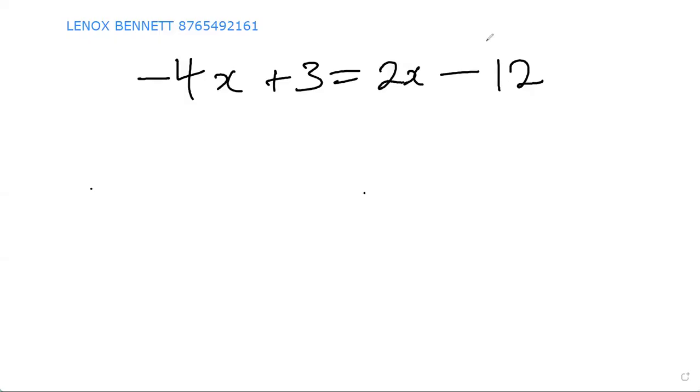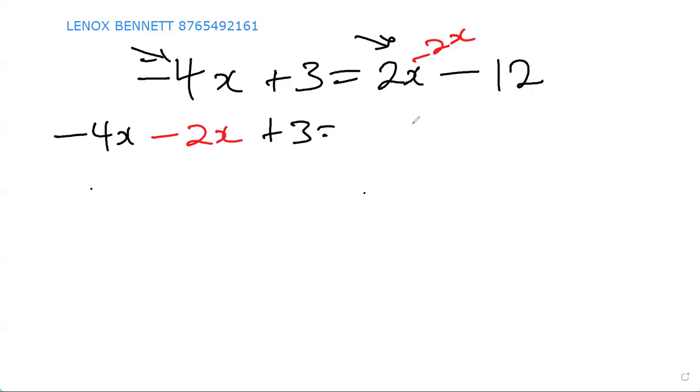Right, so we need to group the like terms. We have minus 4x and we have 2x. So we're gonna take the opposite of the 2x, which is to minus 2x. Anything we do to one side, we're going to do to the next side. Bear in mind, this is minus 4, right? So you put the minus 4x plus 3, and this equal minus 12. Now, this is plus 3. We need to get rid of the plus 3 by subtracting 3. So it comes down now.